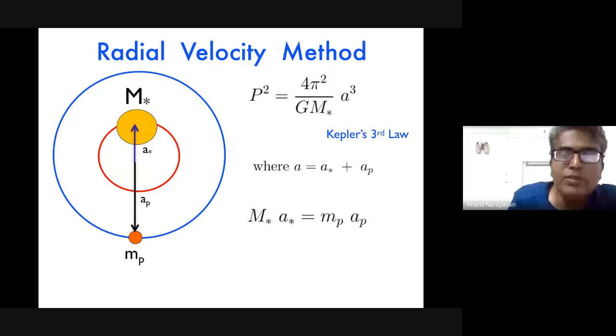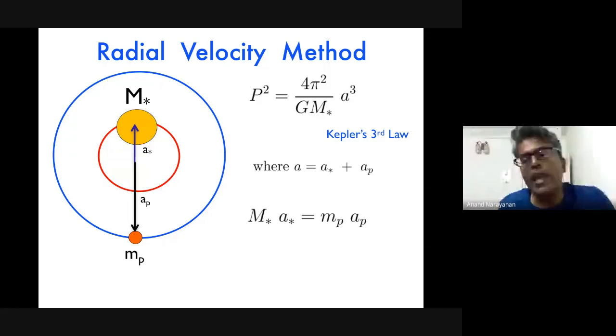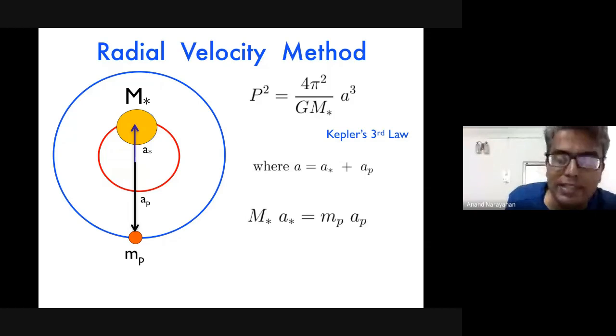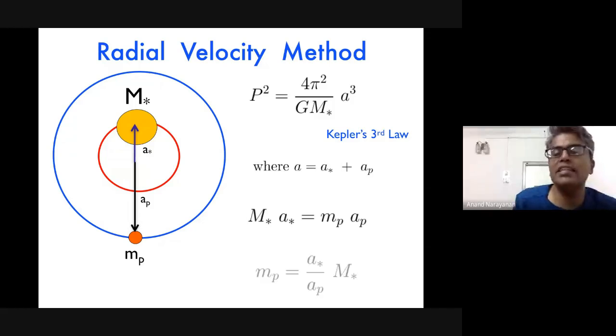So P is known, M star can be estimated, which means A can be determined from Kepler's third law. Once you know A star is already known, which means we can find what AP is, the orbital separation of the planet from the center of mass. Then we come to this expression, M star A star is equal to MP AP. M star we know, A star we know, AP also we know, which means that we can estimate the mass of the planet from that.